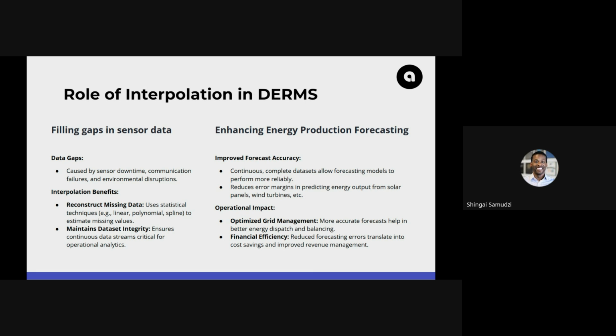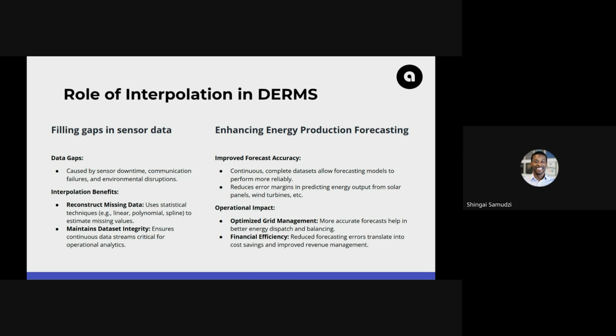The benefits of interpolation from a filling in gaps perspective are things like reconstructing the missing data. You have all these different techniques that I mentioned to actually do that. The idea here is that it maintains data set integrity. You need a continuous data stream in order to do your downstream business functions with the data being generated by these devices. And these gaps are coming from things like the sensor being down, communications failures, in other words, your network falls out, and then you might also have environmental disruptions. We'll get into these data gaps in more depth in a subsequent slide.